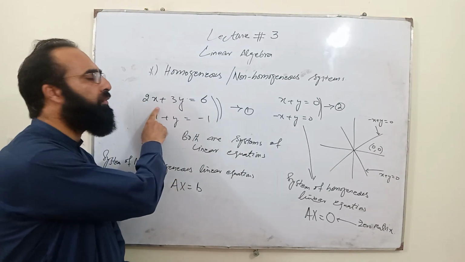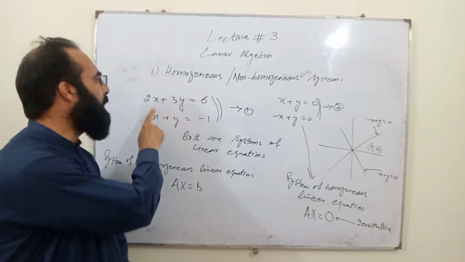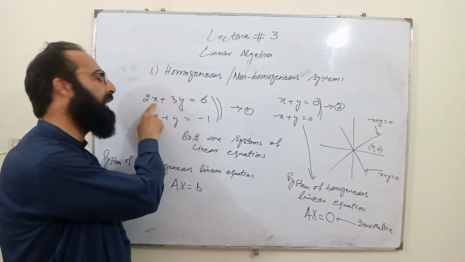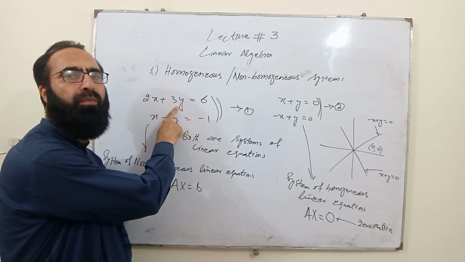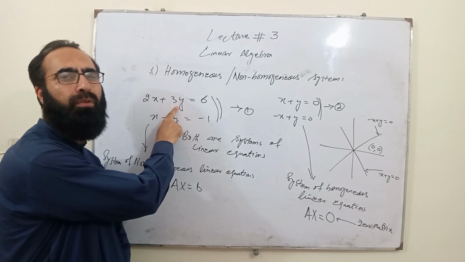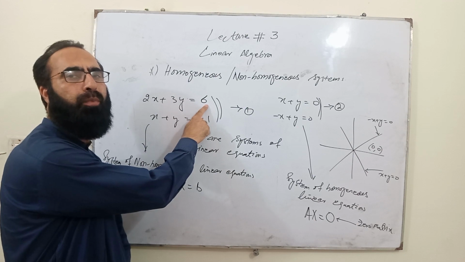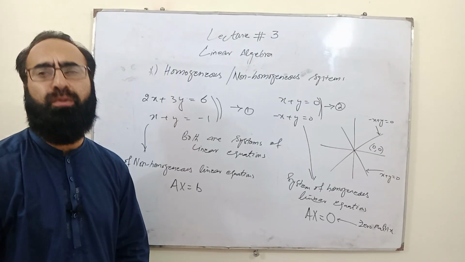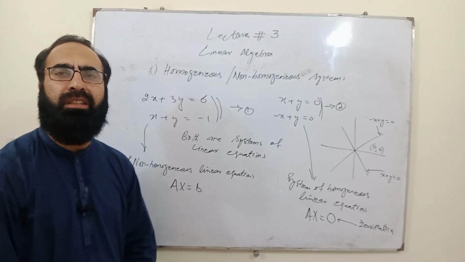Look at this first equation: 2x plus 3y is equal to 6. In the first term of this equation, the exponent of variable x is 1, as well as in the second term, the exponent of variable y is also 1. And the term on the right side has the exponent of variable 0. So such type of equations are known as linear equations. So all these four equations are linear equations.